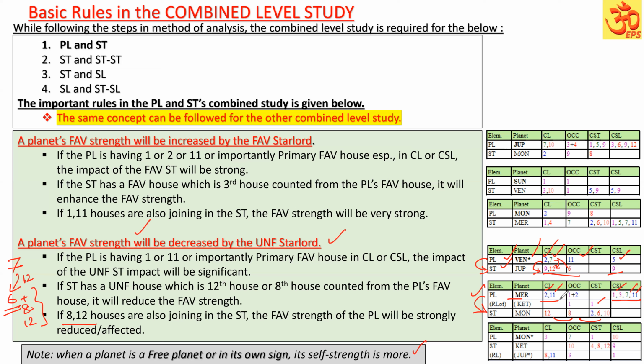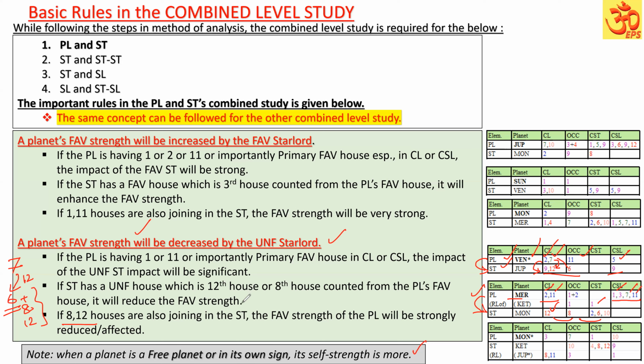Look, the planet is having 11th lord, second lord, Lagna occupant, in the star of the planet of 8. So the star lord is 12th lord occupying 8th house. So 12 is not supporting these houses and 8 is also joining in. So the favorable grouping of this planet is experiencing the star lord's unfavorable grouping.